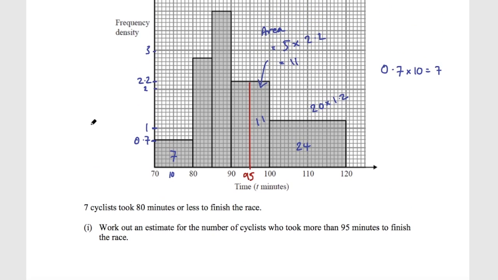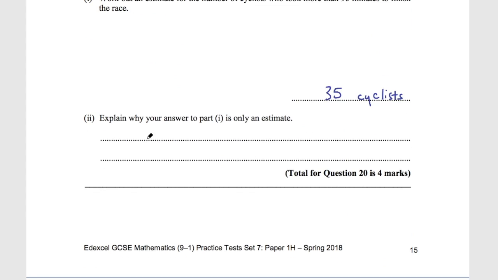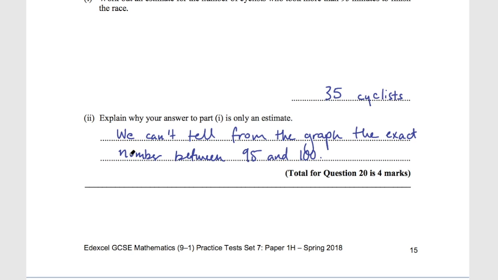The next part of the question says, explain why your answer to part I is only an estimate. Well, the reason it's only an estimate is because we had to split this bar up in half, but we don't actually know how many people were between 90 and 95 and between 95 and 100. It could have been, for this interval, that all of the people were between 90 and 95, and there was only maybe one person between 95 and 100. We can't exactly split it in half like that. So the reason it's an estimate is because we can't tell from the graph the exact number between 95 and 100.